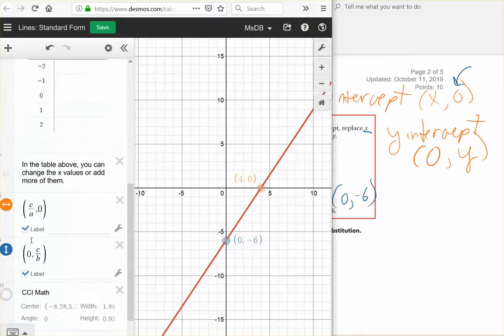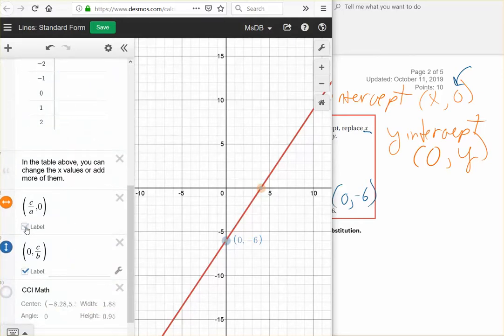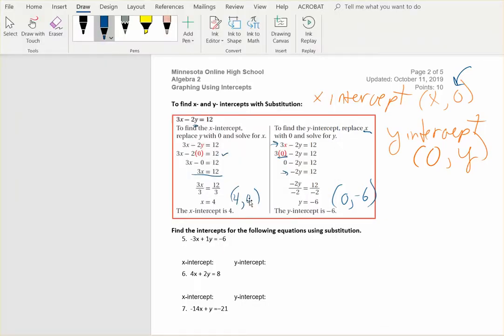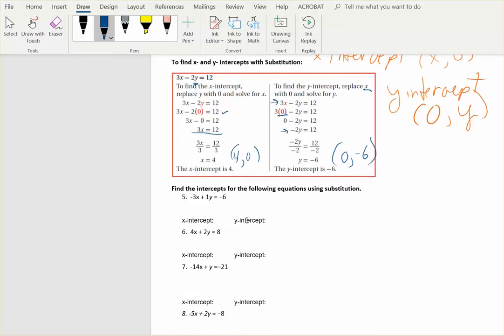And then I also had to turn on the labels so that I could see what the intercepts were. So I got intercepts at (4, 0) and (0, -6). So my x-intercept was (4, 0), and my y-intercept was (0, -6), which matches exactly what I got, so that's how I could verify that my solution was correct. So you're welcome to use that if you want. You don't have to, but it might help you check your work.